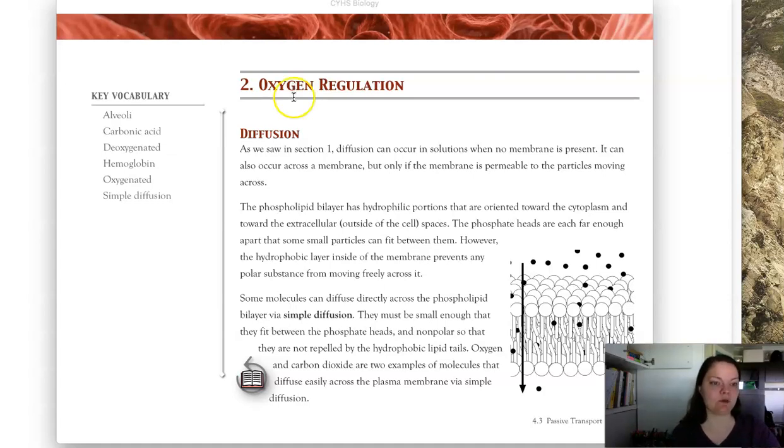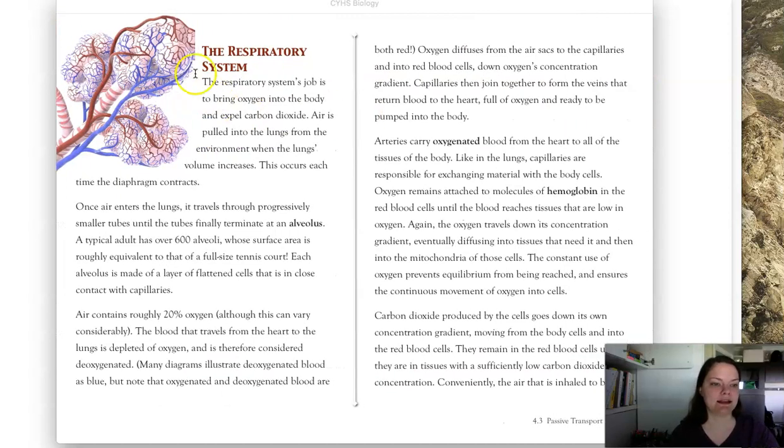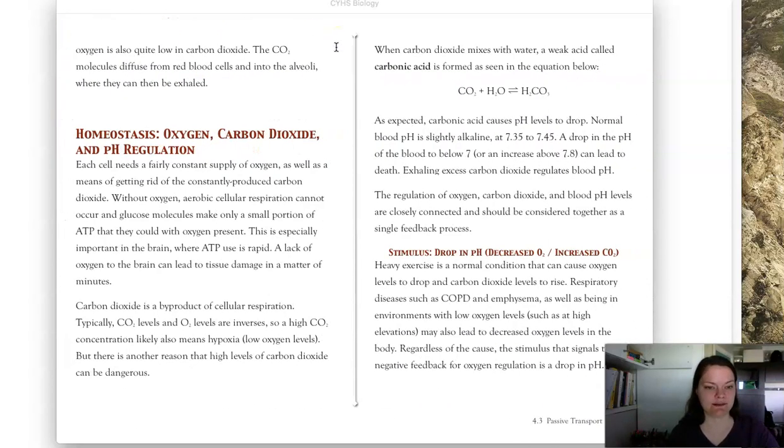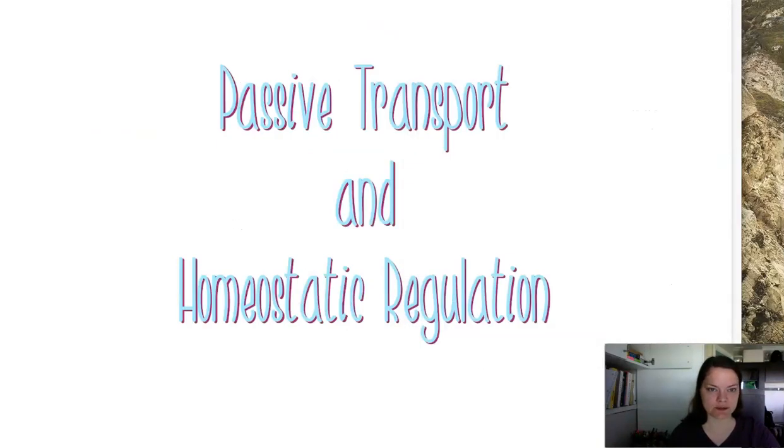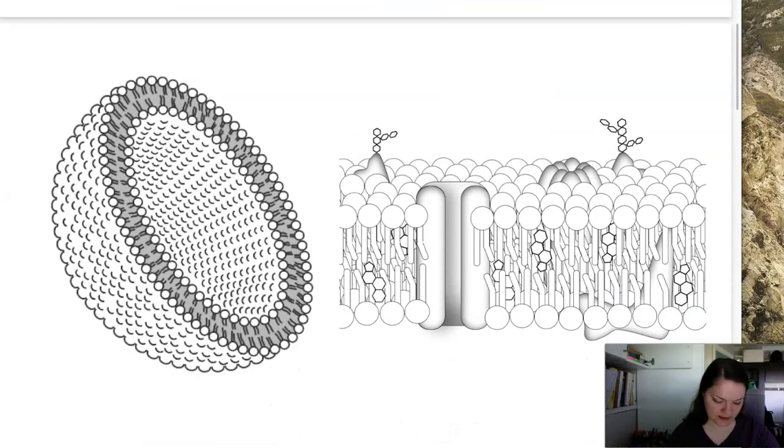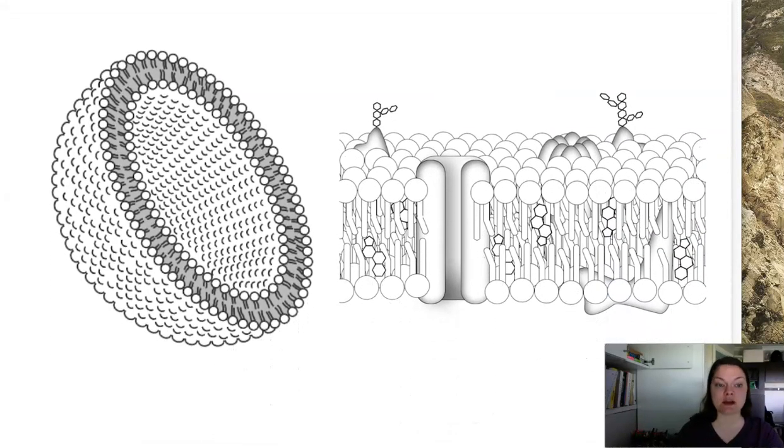So for example, with diffusion, oxygen is going to be one of the types of molecules that can move via simple diffusion. That is involved in the respiratory system, obviously, the whole point of the respiratory system is getting oxygen in. And then what you're going to be doing is looking at how that is regulated. So without too much further ado, let's go ahead and start by talking about the types of membrane transport.